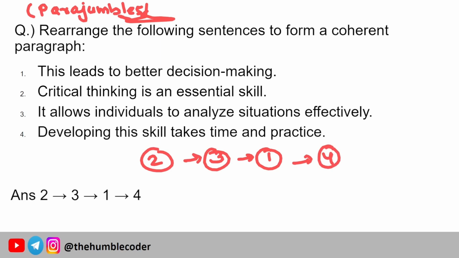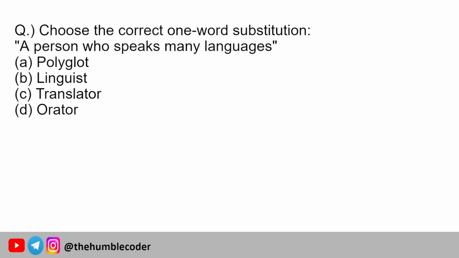Let me know if you yourself were able to find the answer for this one or not. Moving on to the next question. Choose the correct one word substitution. The sentence is, a person who speaks many languages. The options are polyglot, linguist, translator, orator.